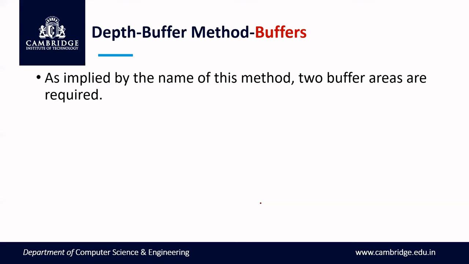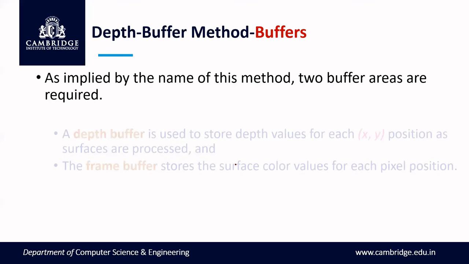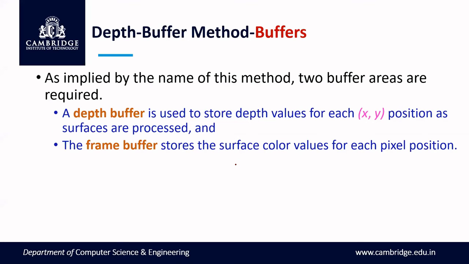As implied by the name of this method, we need 2 buffers for this implementation. That is depth buffer and frame buffer. What is depth buffer? Depth buffer will keep the information of Z.